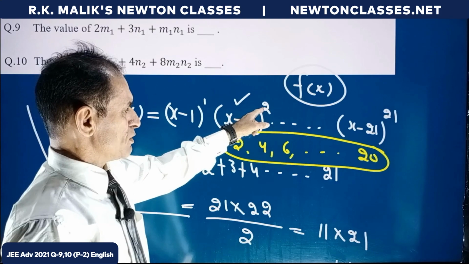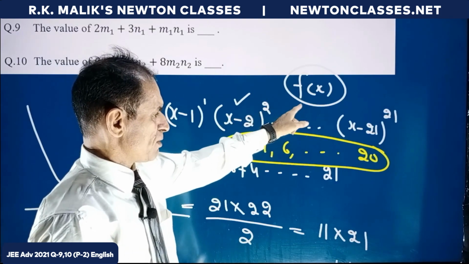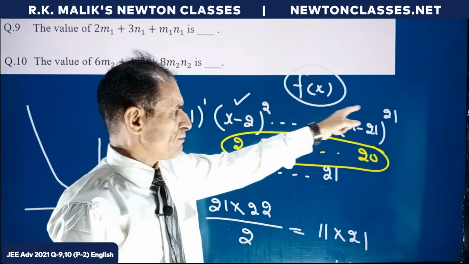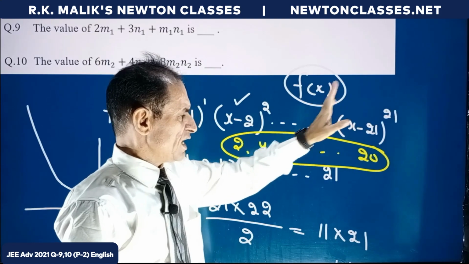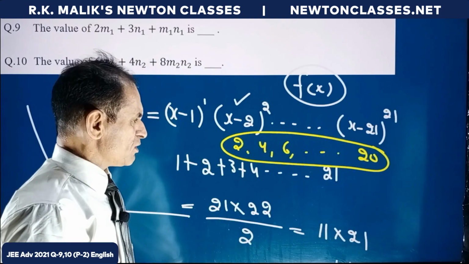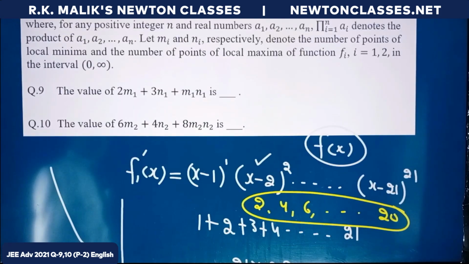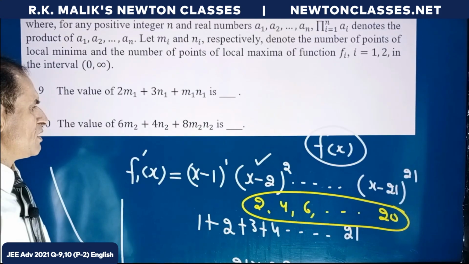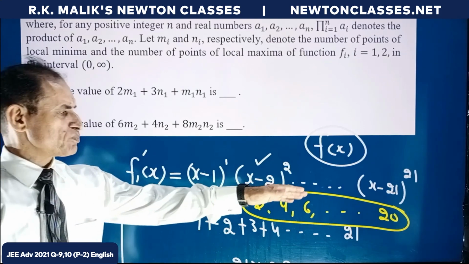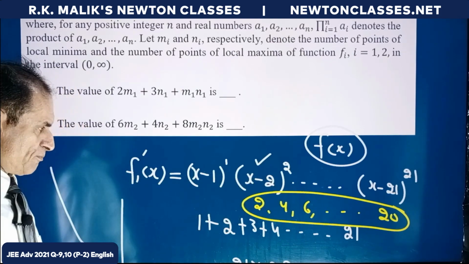because x minus 2 has the power 2, x minus 4 has the power 4, and wherever the power will be even, at those points points of inflection are there. And because we are dealing with only the points of local maxima and local minima, these points can be ignored.